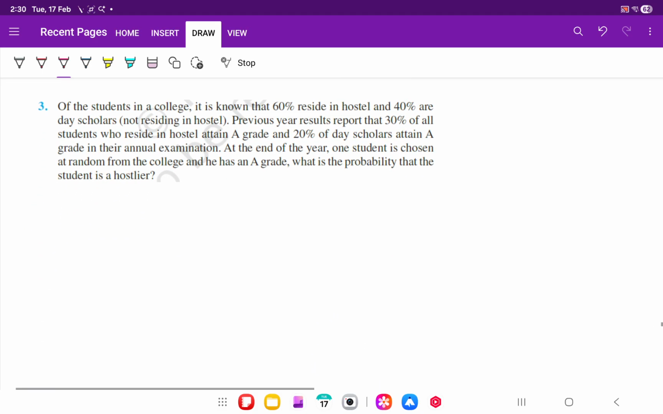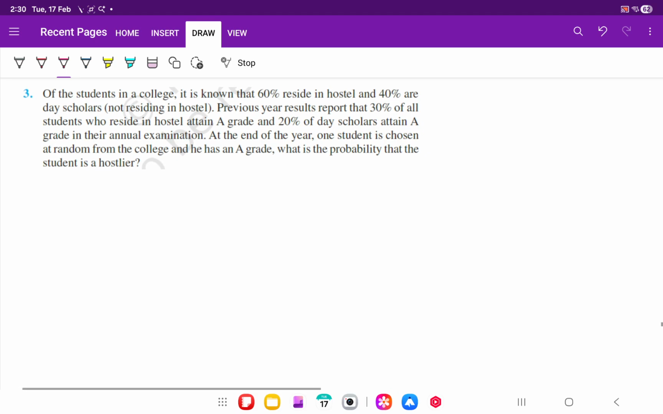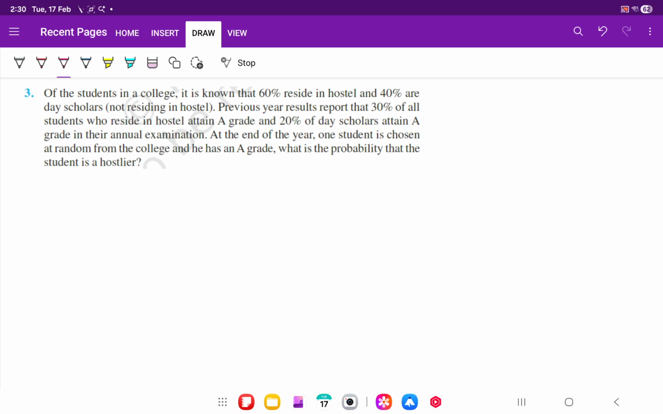Let's do the third question. This is also easy if you make a flow chart. Okay, pause it and try to make it. Of the college students, 60% reside in hostel and 40% are day scholars. Previous year report: 30% of students who reside in hostel got grade A and 20% of day scholars got A. Those people who live in hostel are scoring better, right? 30% are scoring.